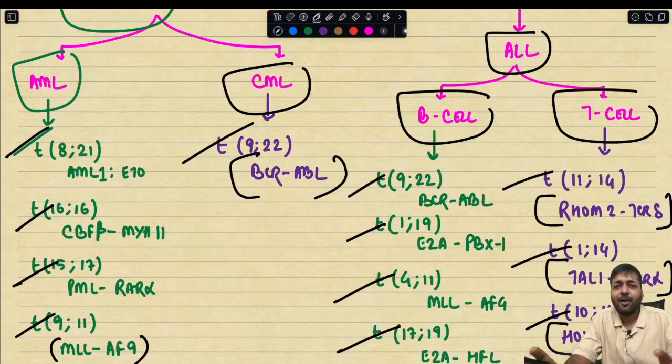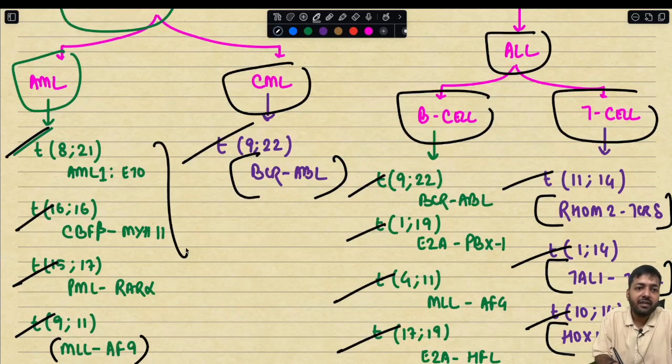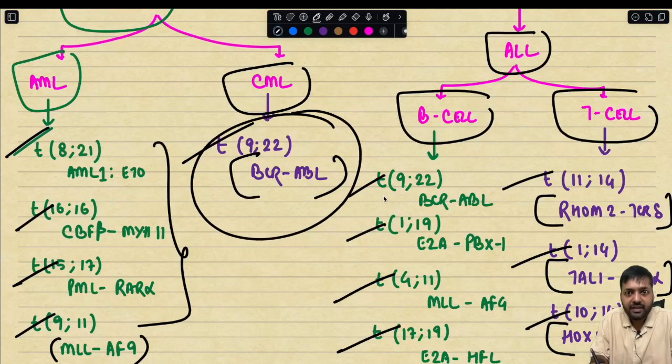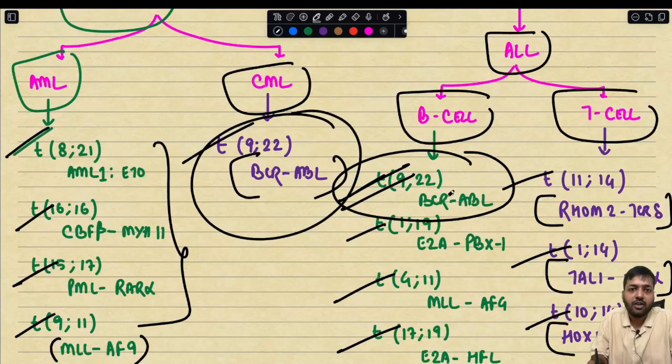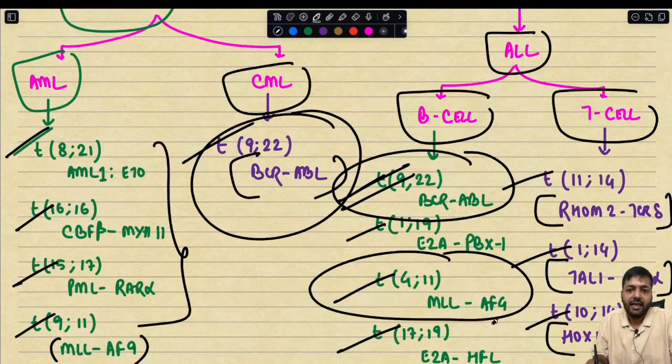Now I know it is very difficult to remember each one of them, but at least remember these. At least among the B-ALL, you remember translocation 9;22 BCR-ABL and this one, 4;11 MLL-AF4. These two you remember, and over here any one of them you remember for T cell. Okay.